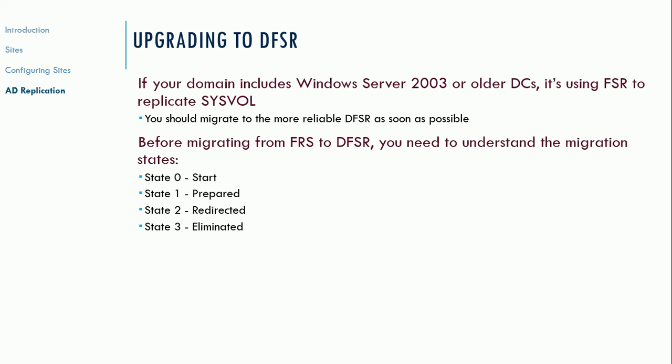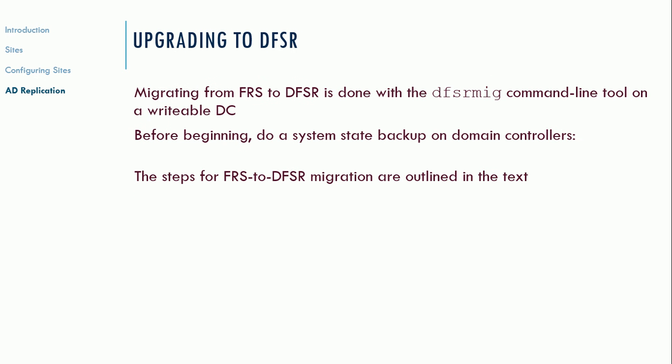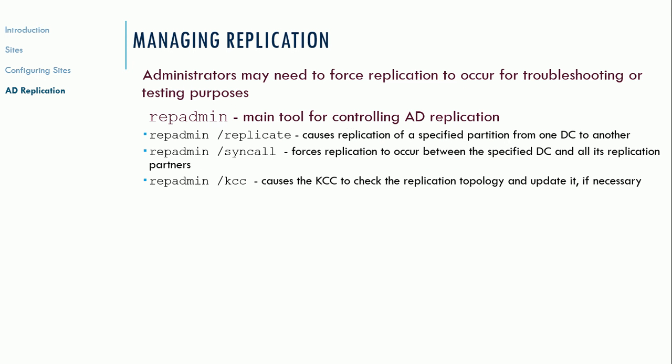Before you migrate from FRS to DFSR, you have to understand the migration states, which are listed here and are discussed in more detail in your textbook. So migrating is done with the DFSRMIG command on a writable domain controller, right? You don't want to run that from a read-only domain controller. So before you begin, you do a system state backup on the domain controllers using this command, and then you follow the steps to do the FRS to DFSR migration, which, by the way, are outlined in the text if you're curious how to do that. I didn't want to bore you with the details here in the slide deck.